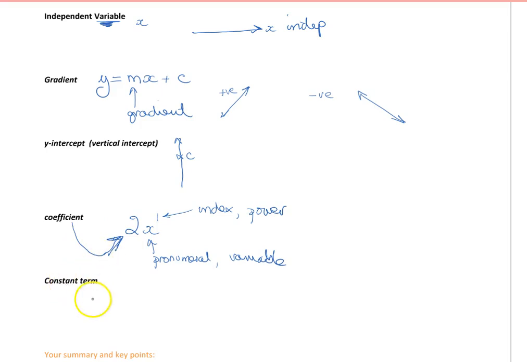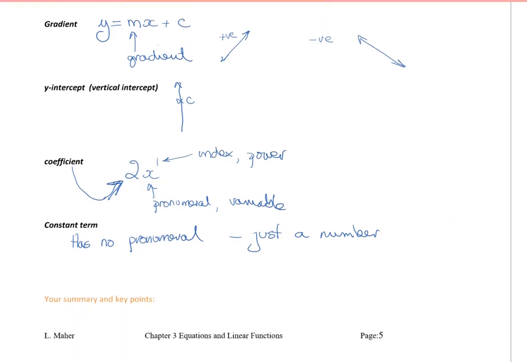The constant term has no pronumeral or variable, so it's usually just a number. Just a number. It can be a fraction, can be a decimal, can be positive, can be negative. I'll leave this video at this point and get you to write down your summary and key points. I'll do the example in another video.